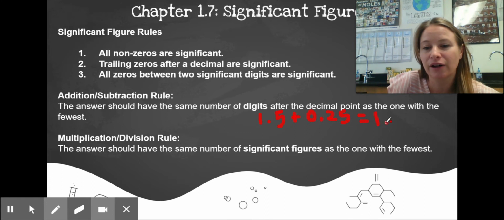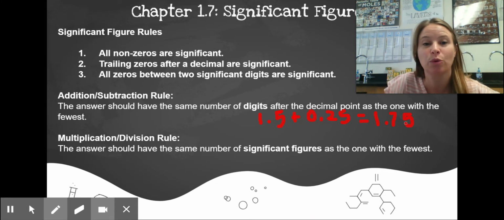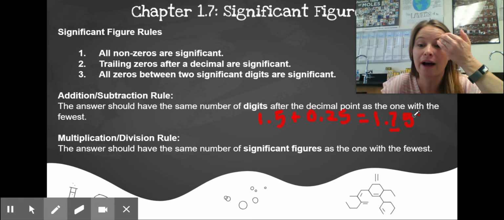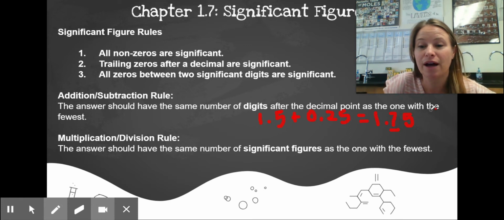But that is not our final answer, because we have to look at which measurement had the fewest number of decimal places and round to that number of decimal places. So this has 2 decimal places, this one just had 1. So our answer needs to be rounded to this 7. So I'm going to mentally draw a line here, and anything to the right of that line, if it's 5 or greater, we round up. If it's less than 5, we round down. So this is going to round to 1.8, and that would be my final answer.